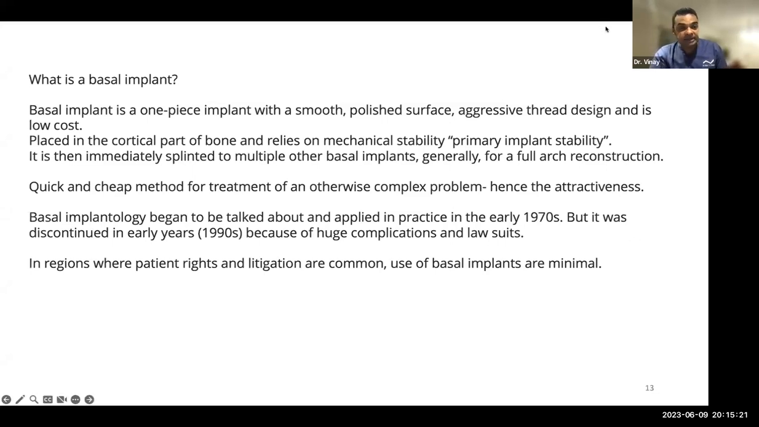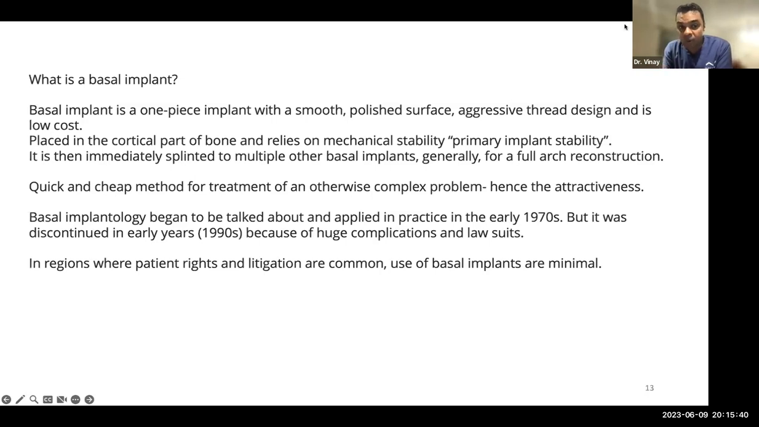Well, what is a basal implant? A basal implant is a one-piece implant with a smooth, polished surface. It has got an aggressive thread design and it is cheap. It is low cost. It is placed in the cortical part of the bone and relies on mechanical stability, or rather primary implant stability.